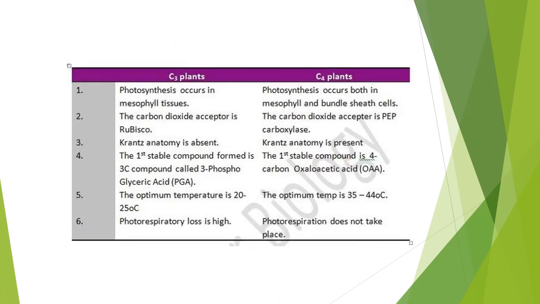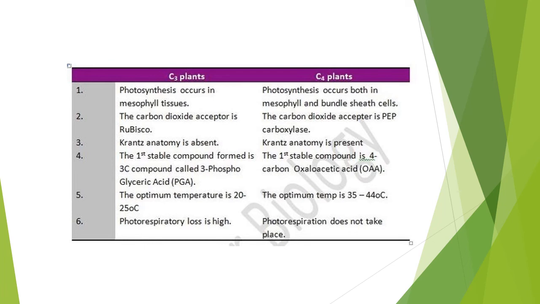In C3, photosynthesis occurs in mesophyll tissue. In C4, photosynthesis occurs both in mesophyll and bundle sheath. Kranz anatomy: absent in C3, present in C4. Kranz spelling is wrong here, okay? Here the optimum temperature is 20 to 25, here the optimum temperature is 35 to 44, meaning in the tropical climate. And most important, photorespiratory loss, which is negative and not good for the plant, is high in C3. Here in C4 the photorespiration does not take place.